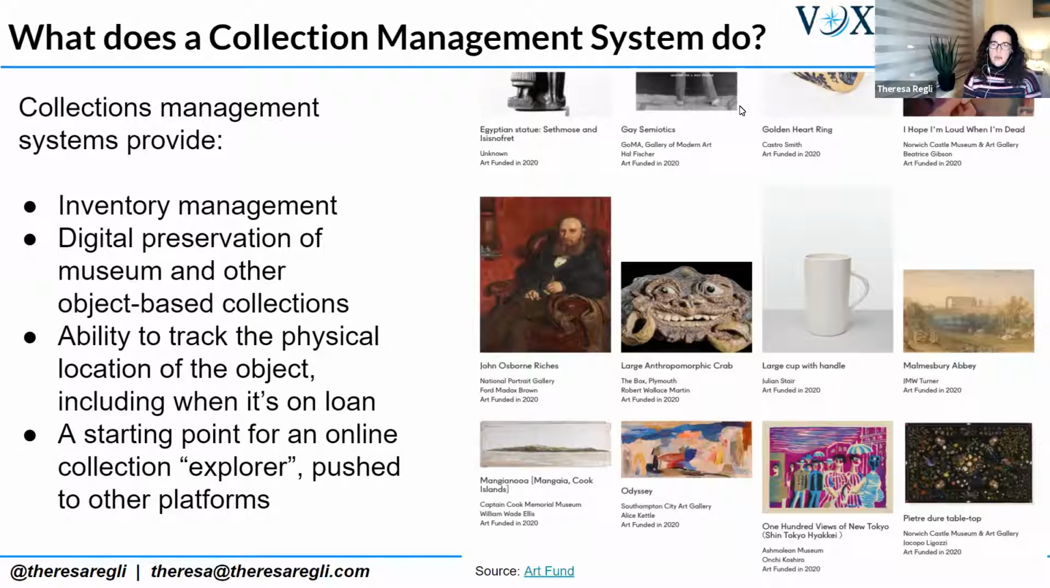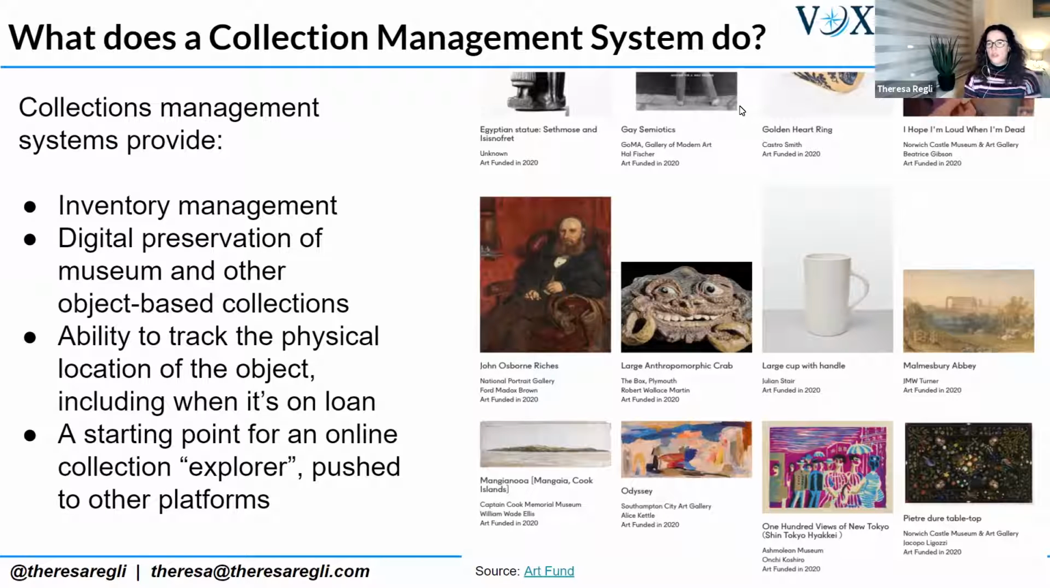Another purpose of the CMS is digital preservation, of course, of what's in the museum and other object-based collections that might be owned by the museum. And as I mentioned, this ability to track the physical location of the object, including when it's on loan. So if the Tate loans something to the Louvre, they know that that's where it is.